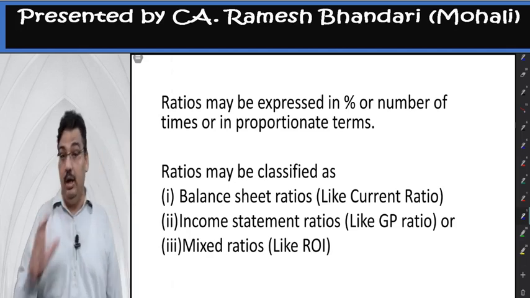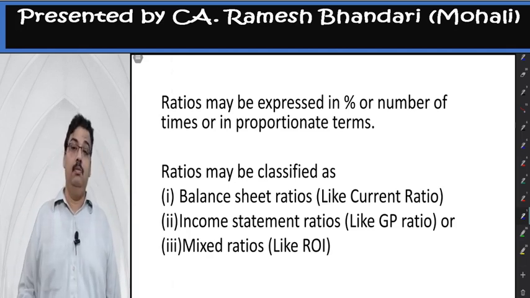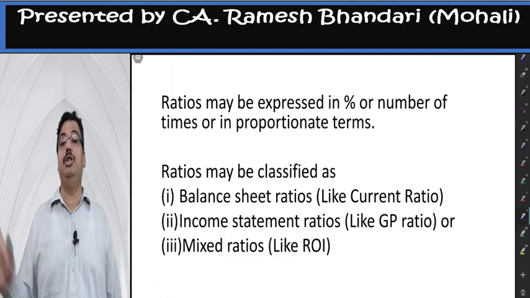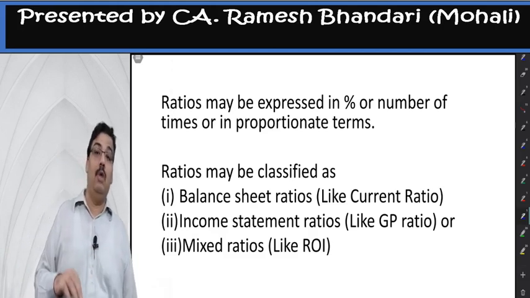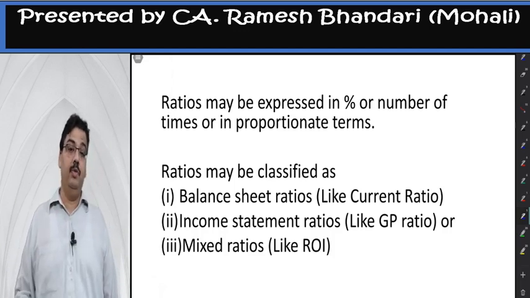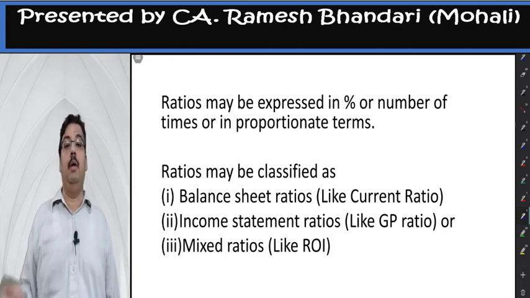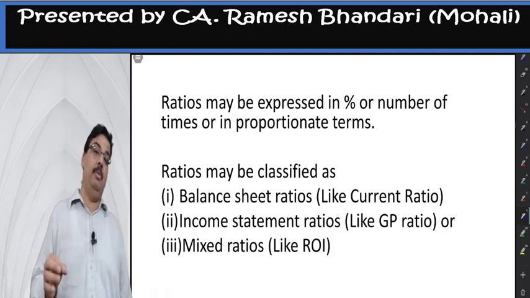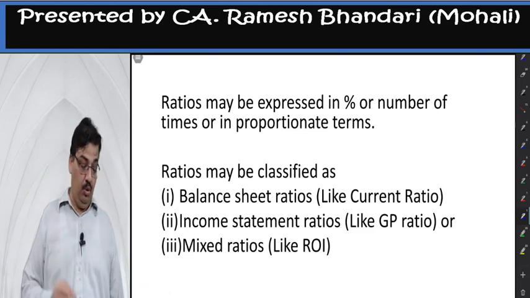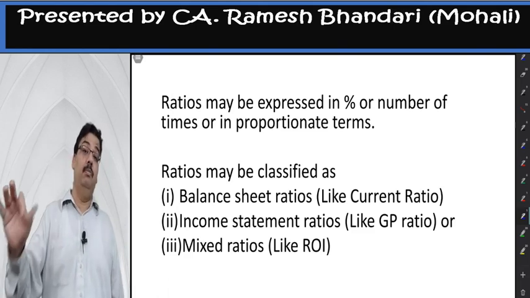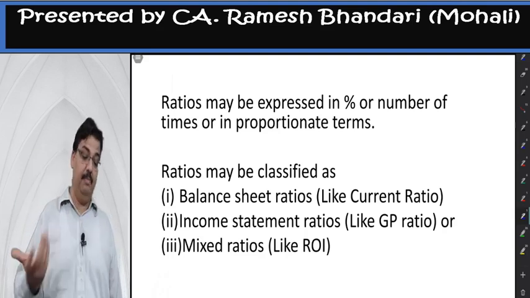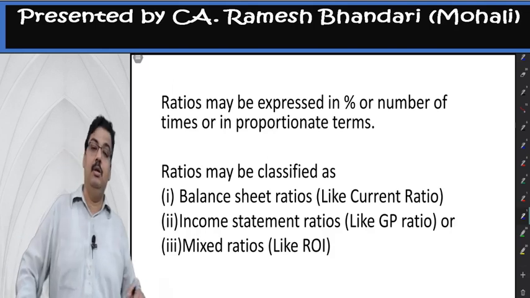Ratios may be classified as balance sheet ratios. The ratio which can be purely computed from the balance sheet without looking at P&L is a balance sheet ratio. An income statement ratio is purely from the P&L account without looking at the balance sheet. A mixed ratio takes one figure from P&L and one figure from the balance sheet. Balance sheet ratio, like current ratio: current assets and current liabilities, both taken from the balance sheet. Income statement ratio, like GP ratio: GP taken from P&L, sales taken from P&L. Mixed ratio, ROI: return comes from P&L and investment comes from the balance sheet, so it is a mixed ratio.